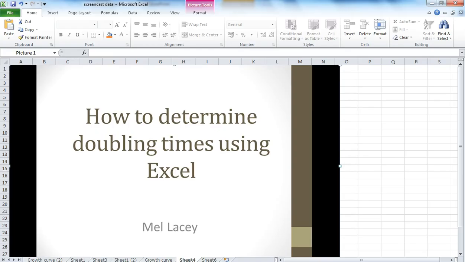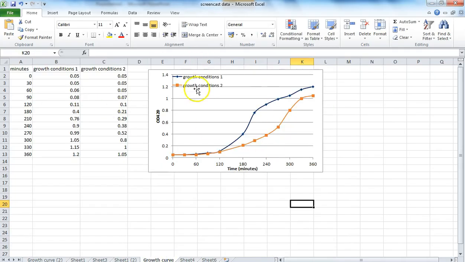I have done a previous screencast, which you may or may not have watched, about how to do a growth curve. So if you're not sure of how to get to this point where you've got a growth curve in Excel, you need to go and look at that first screencast. If you have looked at it, you'll notice that I reverted this back to being a linear scale, just so we have a little bit of overlap.